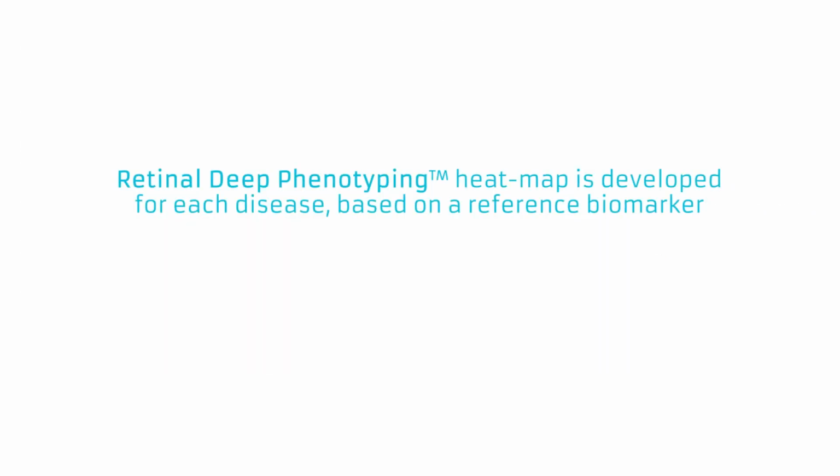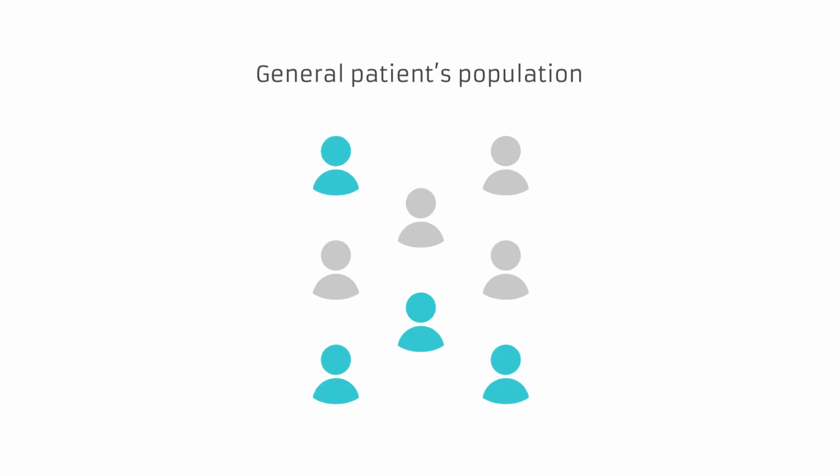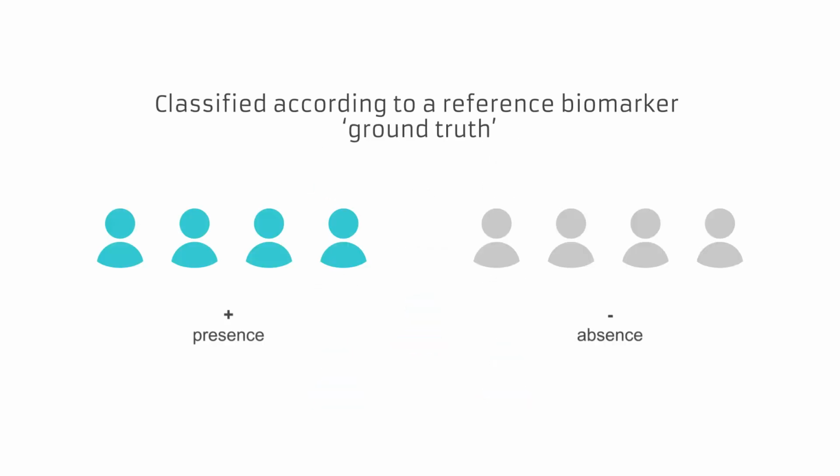A Retinal Deep phenotyping heat map can then be developed for each disease of interest through the collection of a reference database using a recognized reference biomarker, for example, an amyloid PET scan for Alzheimer's disease or an angiogram for coronary heart disease. A sample of the general patient population is classified according to the presence or absence of the reference biomarker.